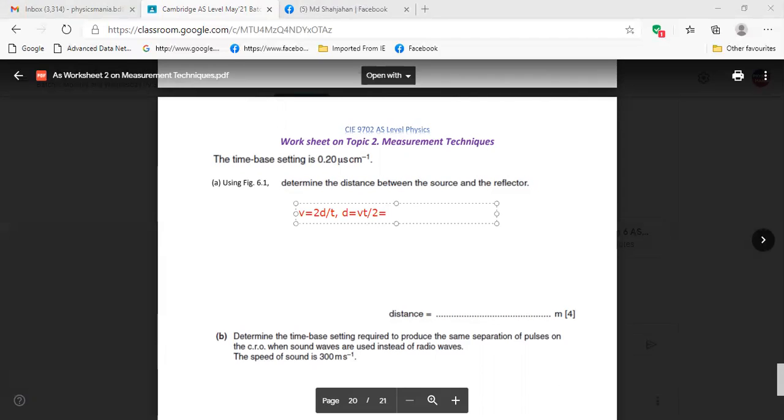Now already you got that t, we have here t is how much? 0.8 microsecond, right? Yes, sir. 0.8 microsecond. So v is our speed of radio wave in the air, you know, right? Speed of the radio wave. This is an electromagnetic wave. So what is the speed?